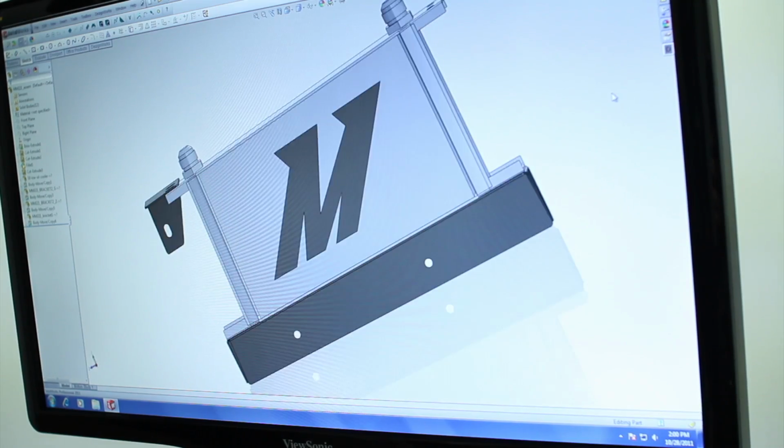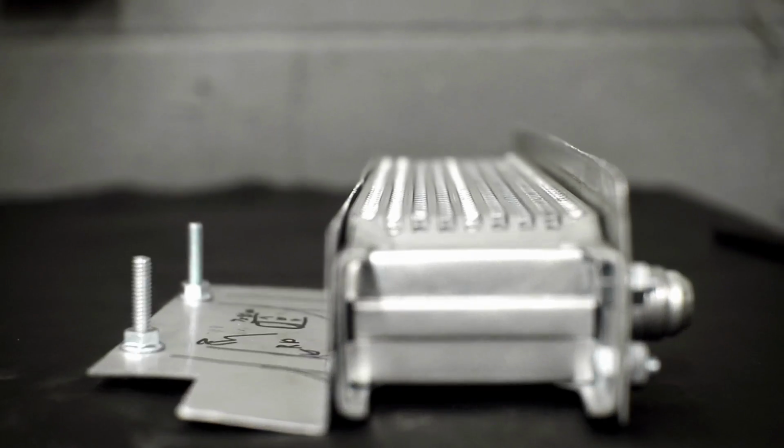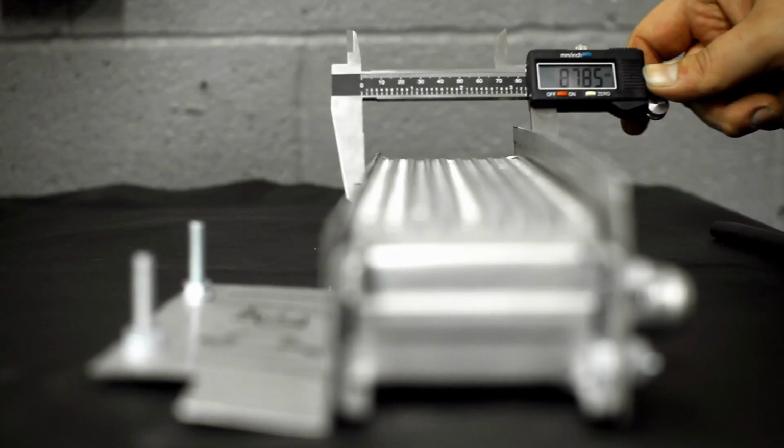But it's not enough to have a great idea. Our products must meet meticulous quality control standards to ensure our customers are always satisfied.